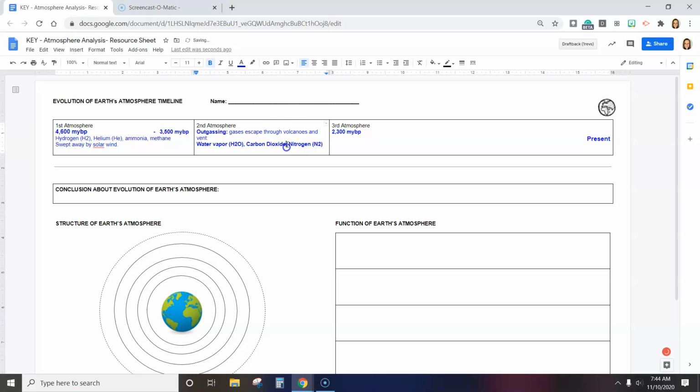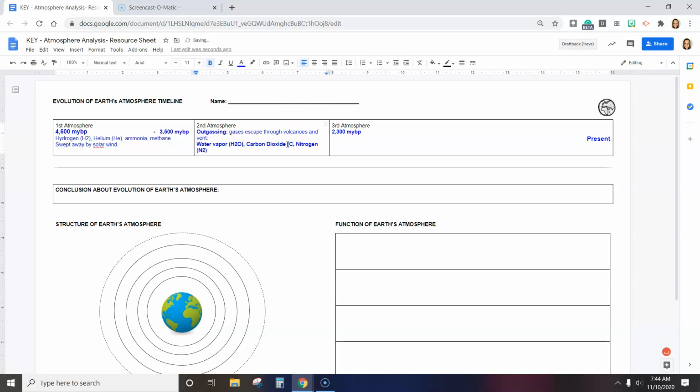Carbon dioxide literally means 1 carbon and 2 oxygen. Then we have our nitrogen. Great. So these gases come. Now, what happens to them? Because they don't stick around forever.